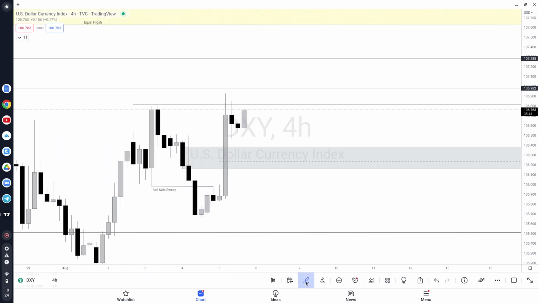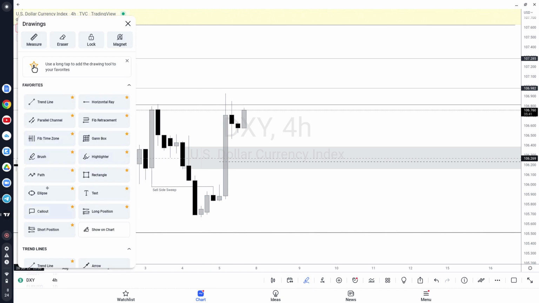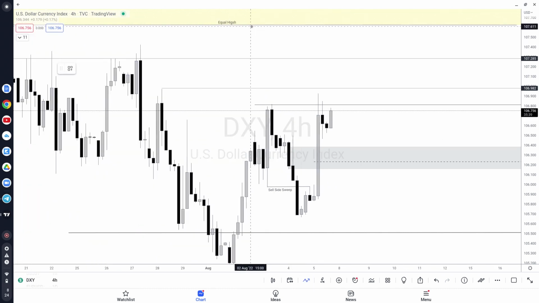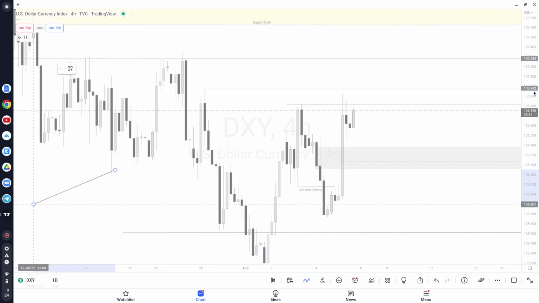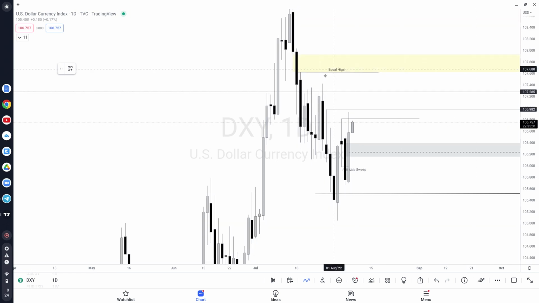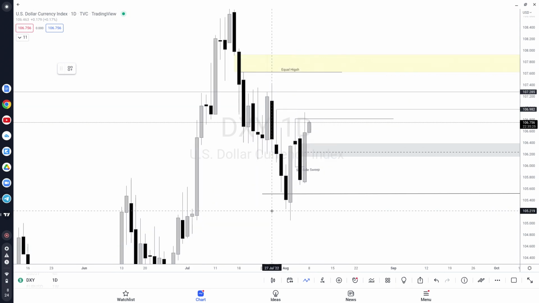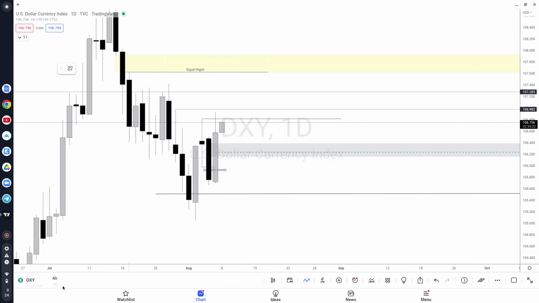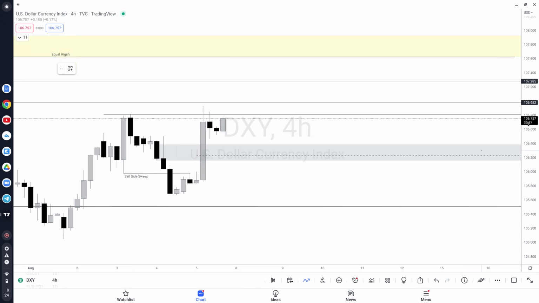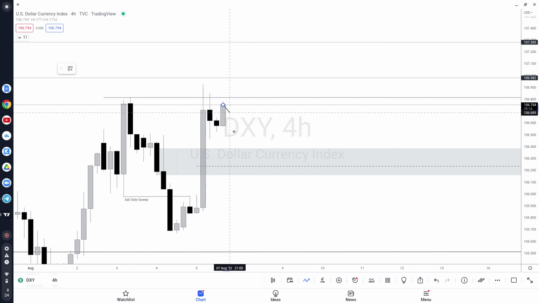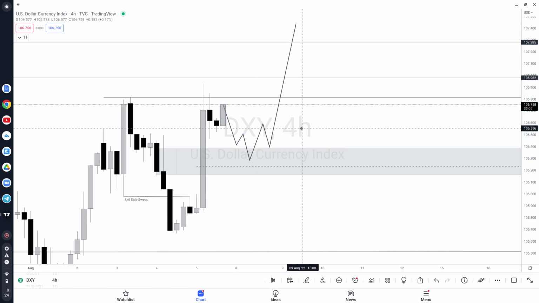What I'm expecting, or what I'd like to see, is, since this is the ultimate draw on liquidity, well, actually, let me come back to a daily. So yeah, this is what I believe is the ultimate draw right here. And if we come back down to the 4-hour again, here's the fair value gap. This is 50% of the fair value gap. What I would expect is for price to come and build a discount in this range, sweep, and then I look for some type of signs of the ultimate reversal.